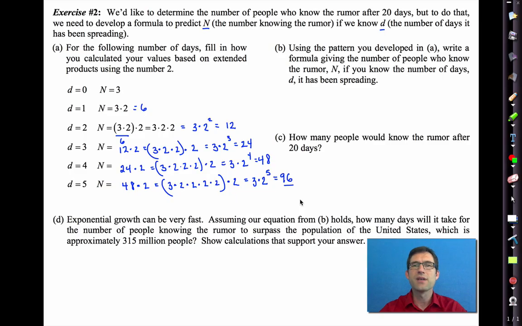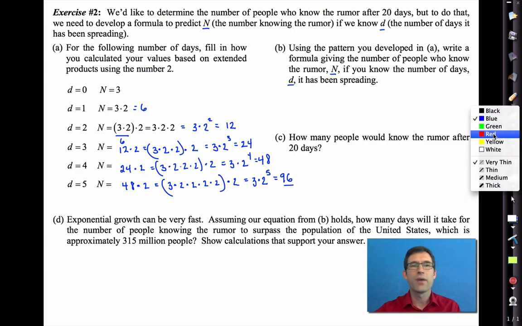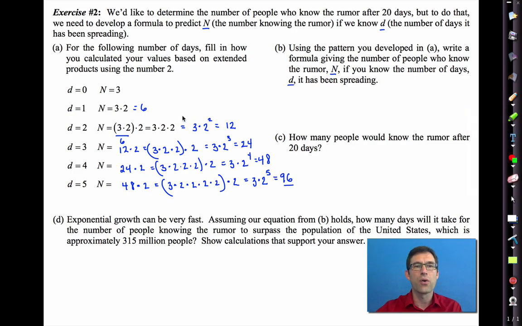So B says, using the pattern you developed in A, write a formula giving the number of people who know the rumor, N, if you know the number of days, D, it has been spreading. All right, well, again, watch me track it. I'm going to actually circle the number of days. Actually, let me put here, just so that we really see the pattern.